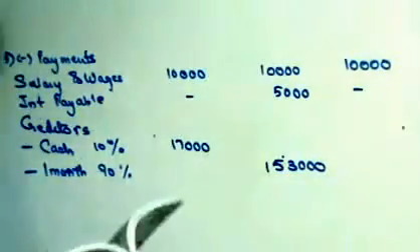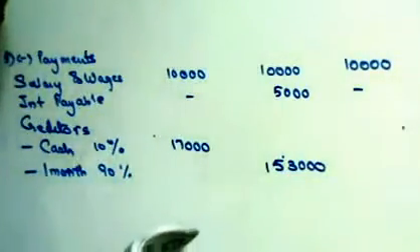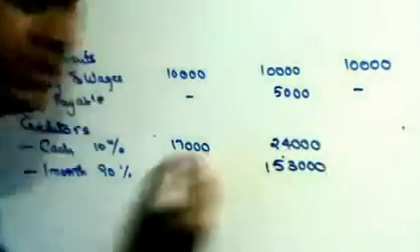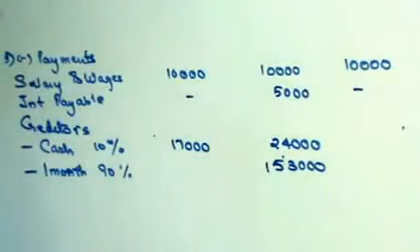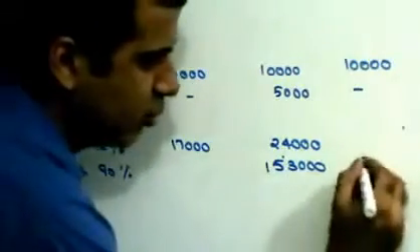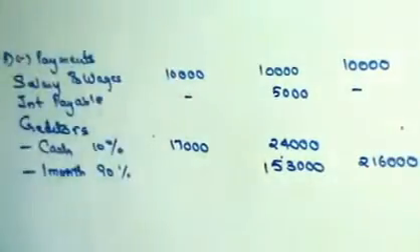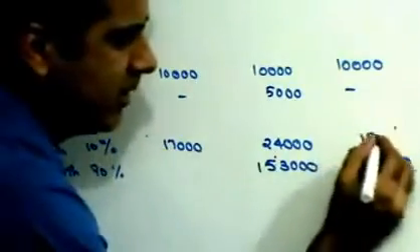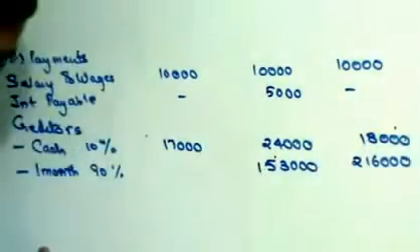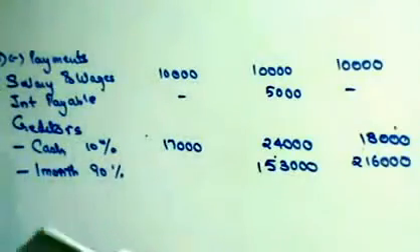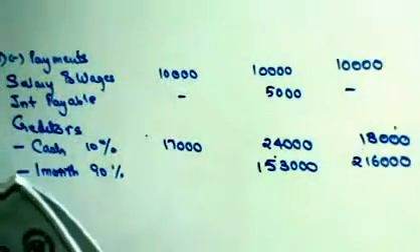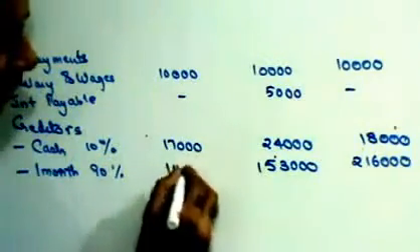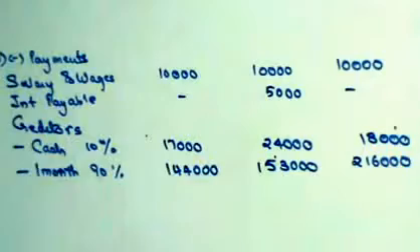1,53,000. Similarly, for May, my creditors are 2,40,000. So 10% is same month, 24,000. That means 90% in the next month, that is 2,16,000. Next, June, 1,80,000. That means 18,000 in the same month. Similarly, in March, my purchases were 1,60,000, so 16,000 I must have paid in the month of March, and the balance 1,44,000 I'll pay in the month of April.